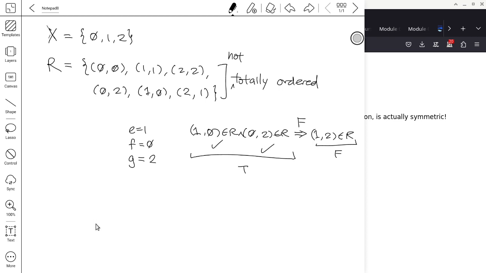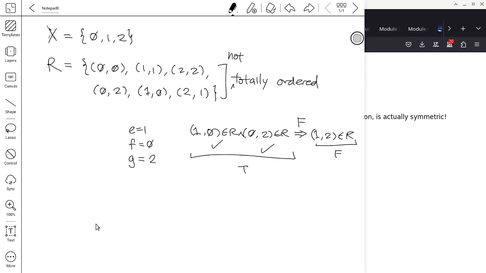But I'm going to leave the example as is to illustrate how this one is not totally ordered because it is not transitive. Of course, it's also not partially ordered because transitivity is also needed in order to be partially ordered. All right. Any questions about relations, or the four properties of relations?